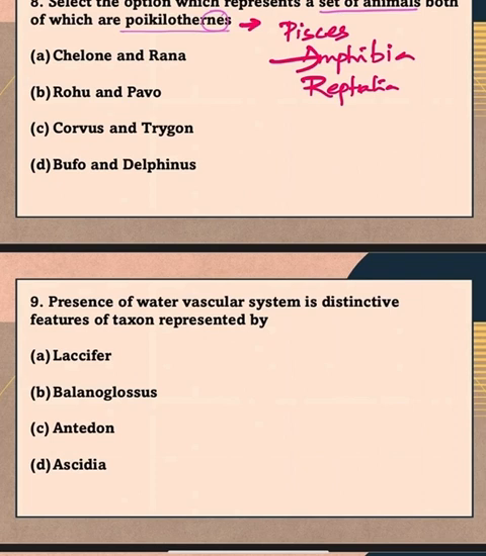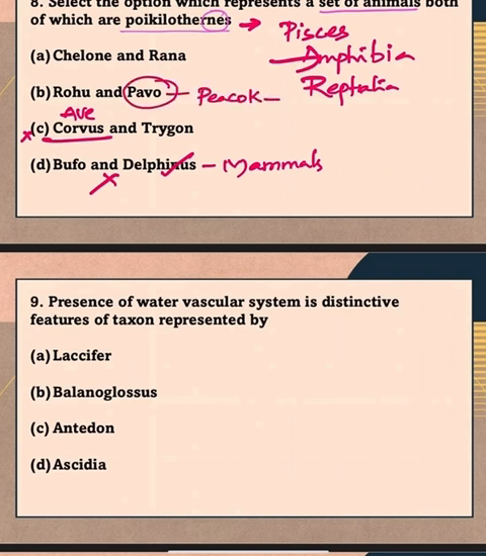Now let us say Delphinus is the dolphin, which belongs to mammals, so this option is wrong. Corvus is the crow, Aves, also a wrong option. Next, the second option, Pavo, is the peacock, which is also Aves, so this is wrong too. And then Chelone and Rana: Chelone belongs to reptiles and Rana belongs to amphibians. So this is the answer. Got it, children?